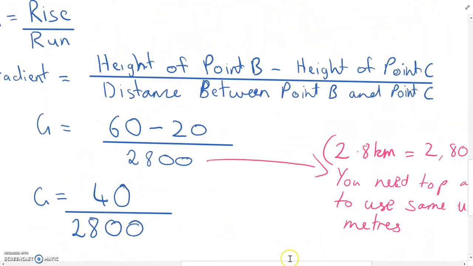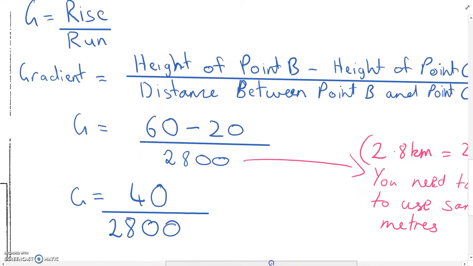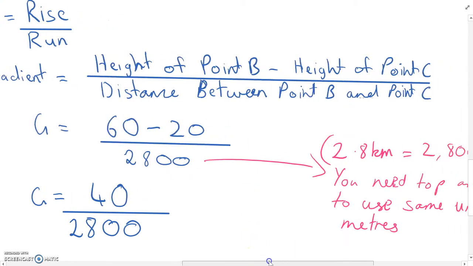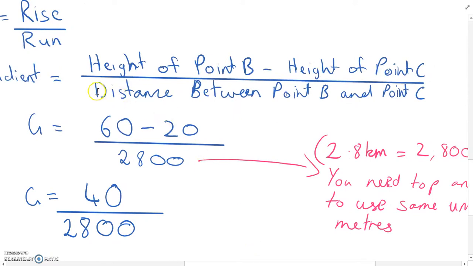So the first thing we do is put those numbers into our formula. So G equals rise over run, that's our formula. Now let's lengthen that a bit. Remember that gradient equals the height of point B minus the height of point C, divided by the distance between point B and point C.